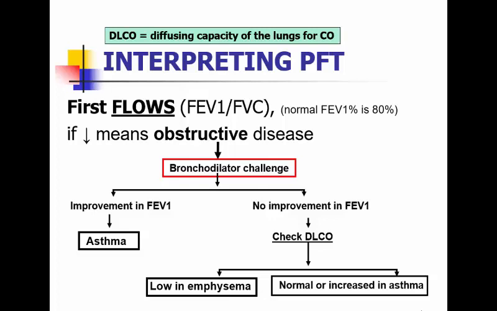Most of the time on our exam, you are going to go this way. Low FEV1, meaning obstructive lung disease. They tell you that you started the patient on a bronchodilator and there is significant improvement. So that's very obvious that this is asthma. And if there is no improvement and the DLCO is low, most probably they are talking about emphysema.